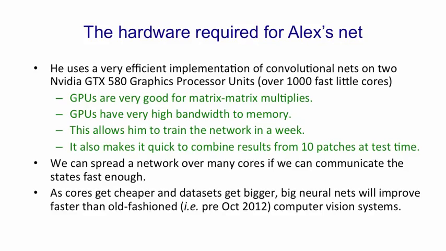As the cores get cheaper and the datasets get bigger, these big, deep neural nets are going to improve much faster than the old-fashioned computer vision systems because they don't involve much hand engineering and they can make very good use of huge datasets and huge amounts of computation. So the fact that we've already opened up a big gap, I think means there's no looking back.